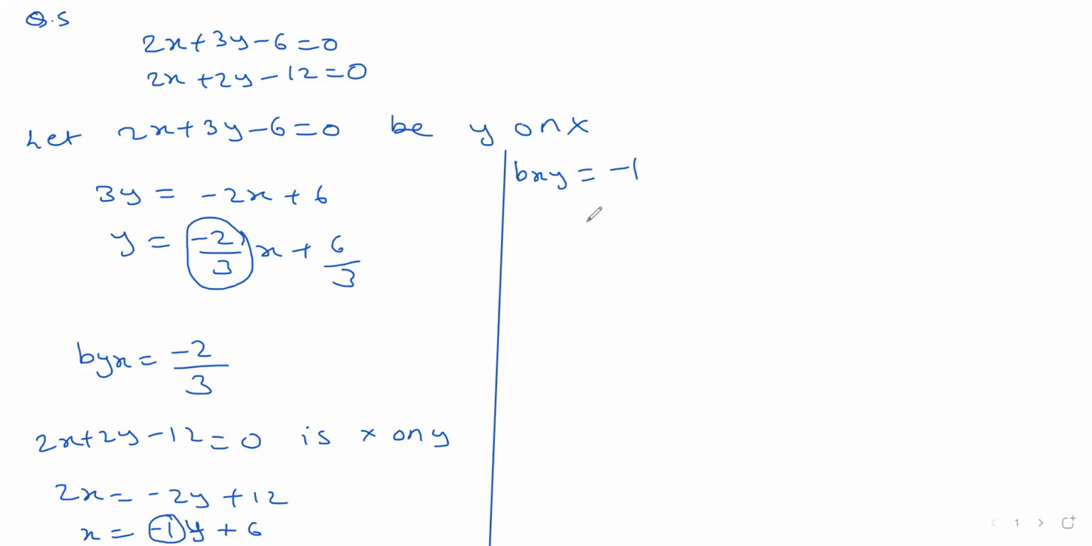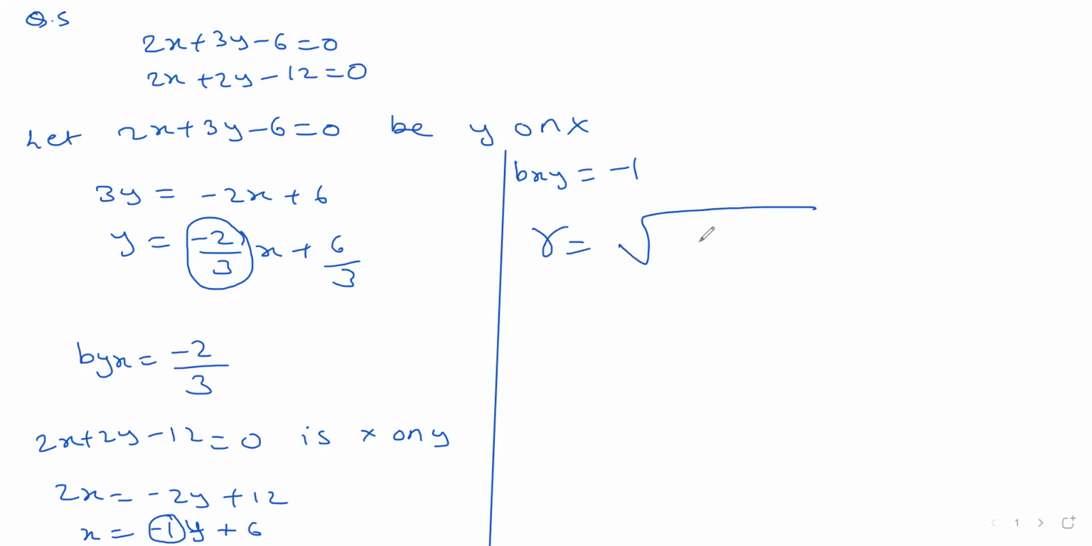Bxy is -1. Now the first condition is both the regression coefficients should have the same sign. Yes, they are both having the same sign. If one is equal to 1, the other has to be less than 1. Yes, this is less than 1. -2/3, this is -1.